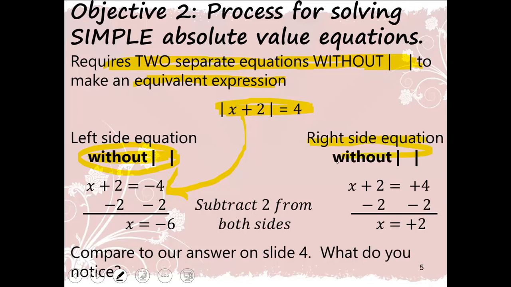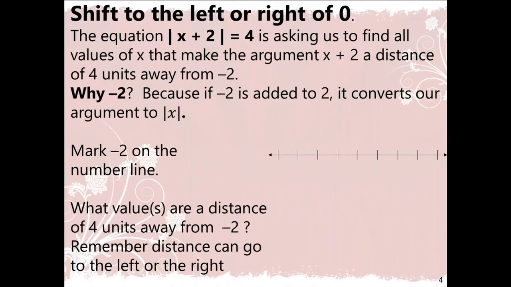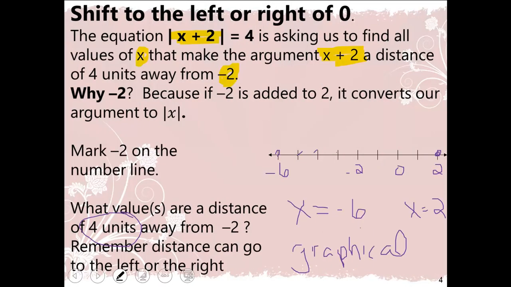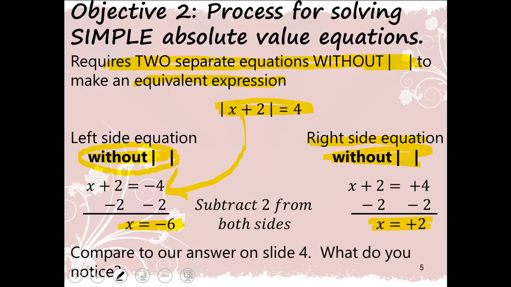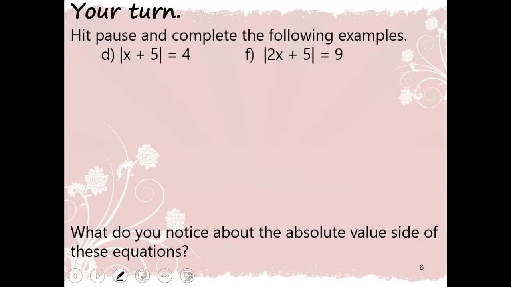And then our right side without bars is going to look like x plus 2 equals +4. Now we just solve this and we get x is equal to -6. I just subtracted 2 from both sides. And then on this one, I got x was equal to +2. Compare those answers to what we got graphically on slide 4. Graphically, we got x is equal to -6 and x is equal to 2. The same thing, okay? So what do you notice? All right, so go ahead and hit pause and complete these two examples, and I will work both of them out for you.